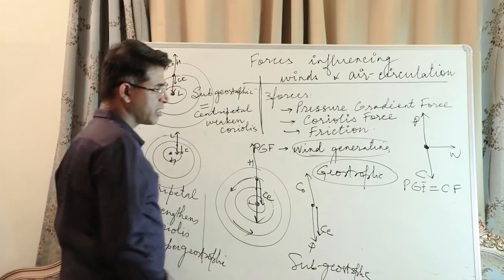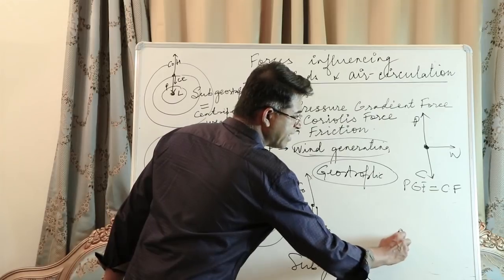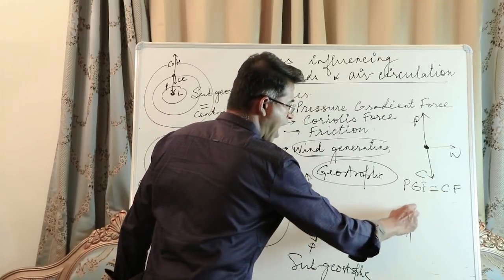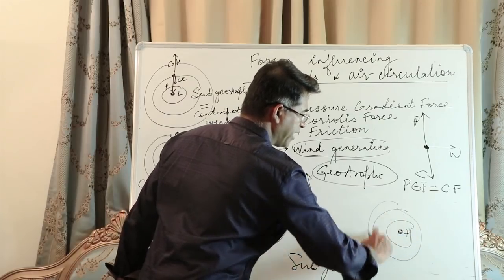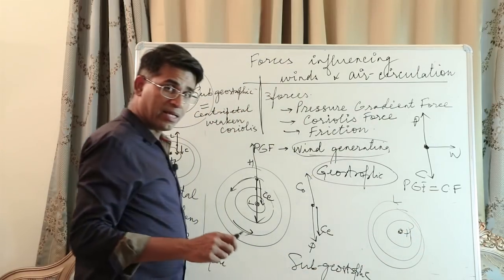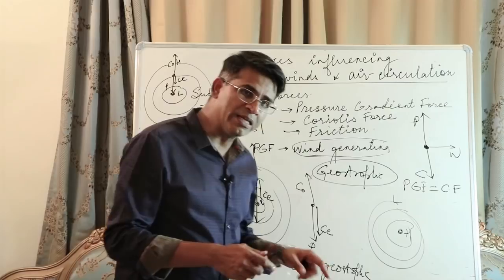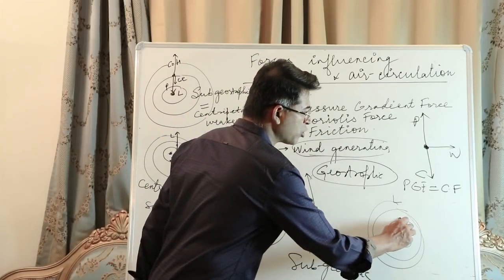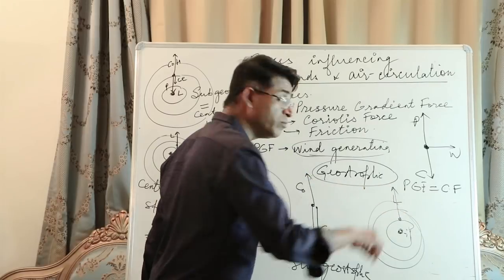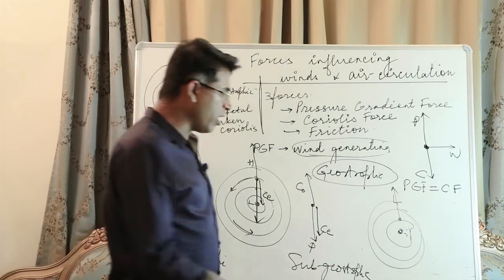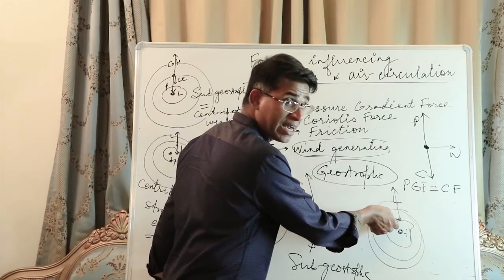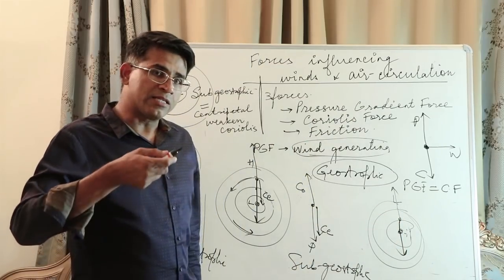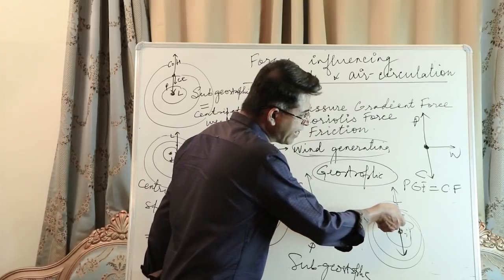And the reverse, if it's an anti-cyclone, with a high pressure at the center and the low pressure outward. Now in this, how is the pressure gradient force? The pressure gradient force is always from high towards the low. The Coriolis will always be directed in the opposite direction. The centripetal will always be inward.